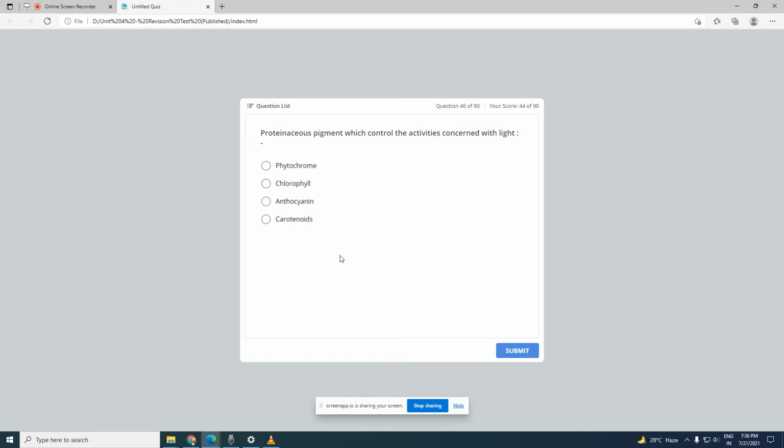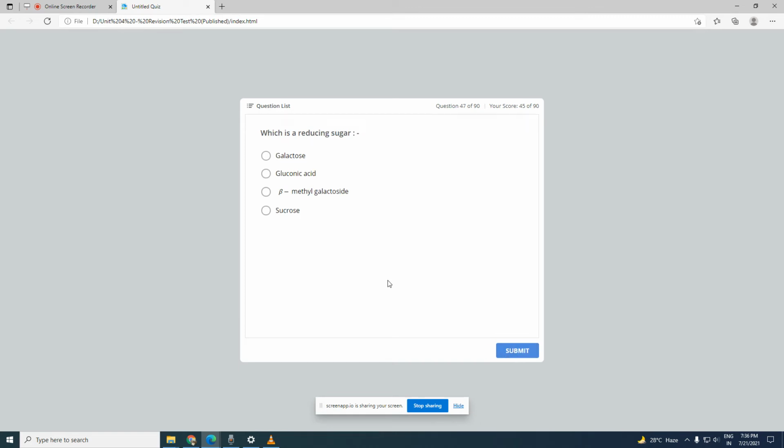Proteinaceous pigment which controls the activities concerned with the light. Phytochrome, chlorophyll, anthocyanin, carotenoids. Which is the right answer? The phytochrome is the right answer.